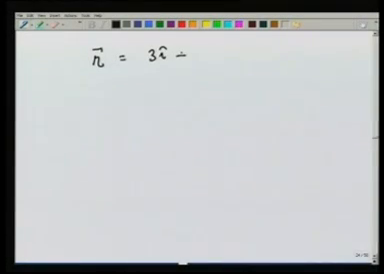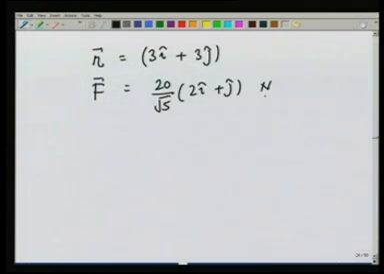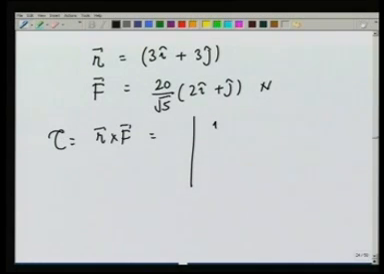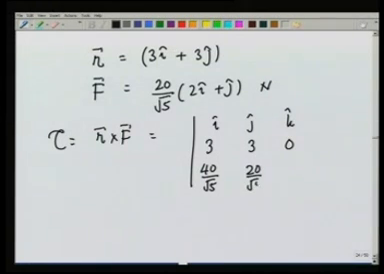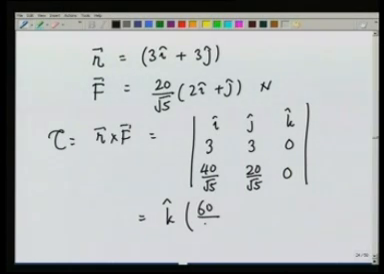So, that vector is going to be 3 i plus 3 j. Force, of course, is 20 over root 5, 2 i plus j newtons. So, if I calculate torque, which is r cross F, it is going to be equal to this determinant: i j k, 3 3 0, 40 over root 5, 20 over root 5 and 0. Again it gives only a non-zero component in the k direction, which is equal to 60 over root 5 minus 120 over root 5, which is minus 60 over root 5.